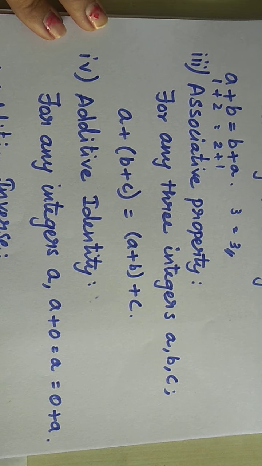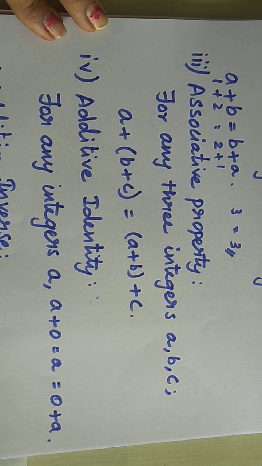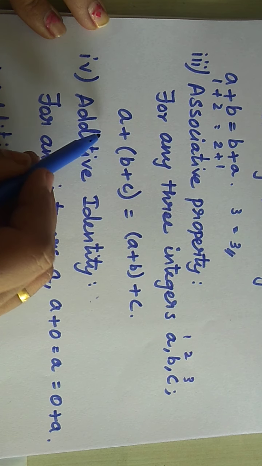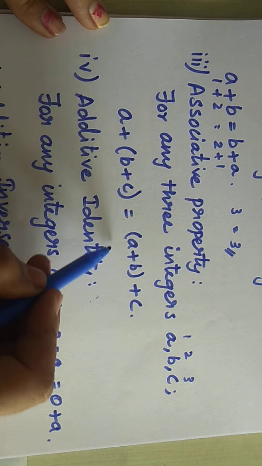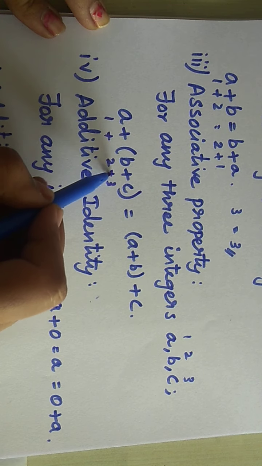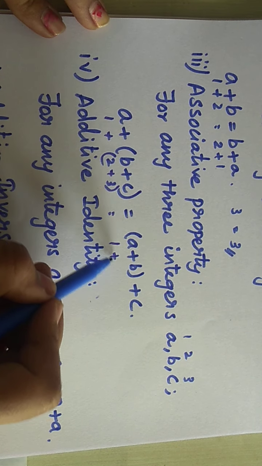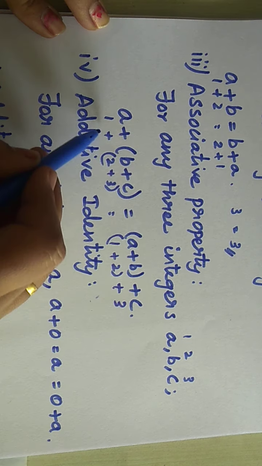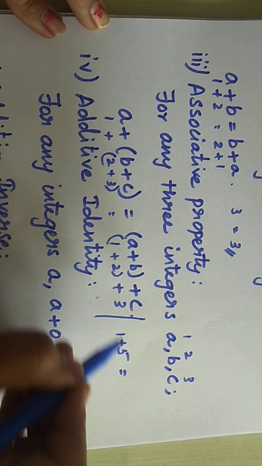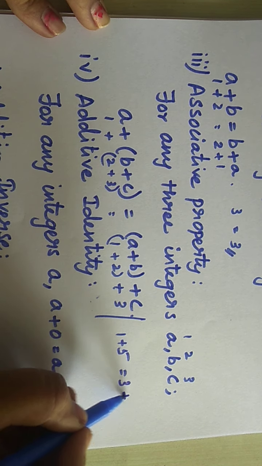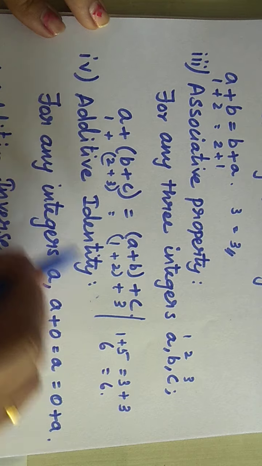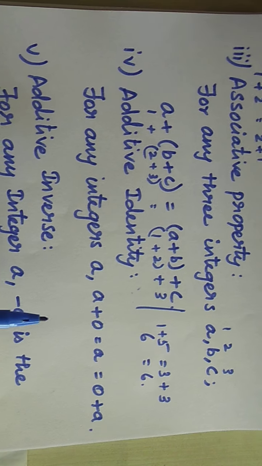Next is the associative property. For any three integers a, b, c, we can take 1, 2 and 3 and substitute in this format: a plus (b plus c) equals (a plus b) plus c. Here a is 1, b is 2, c is 3. Keep 1 as it is, then 2 plus 3 is 5, equal to 1 plus 2 is 3, then write the 3 as it is. Now 1 plus 5 is 6, and 3 plus 3 is 6. So this associative property is also satisfied.